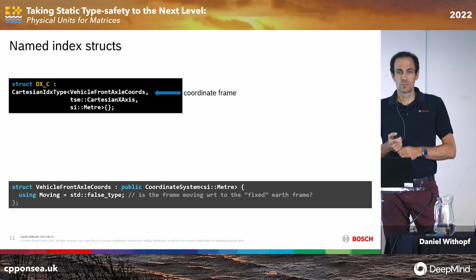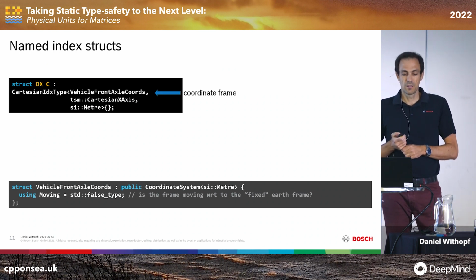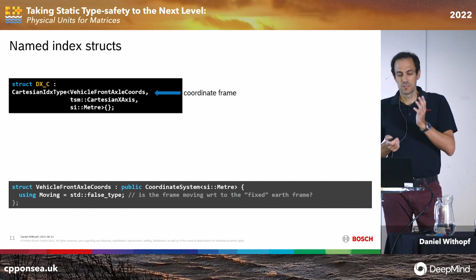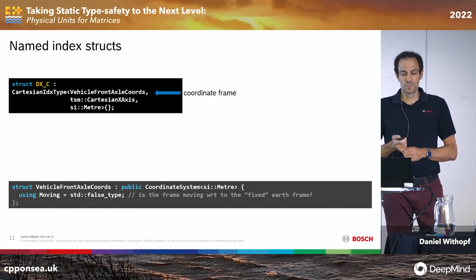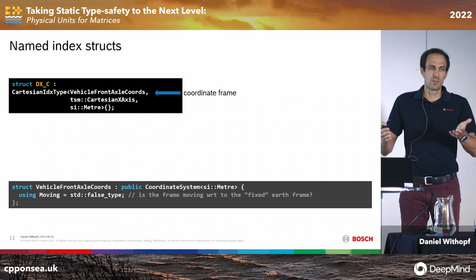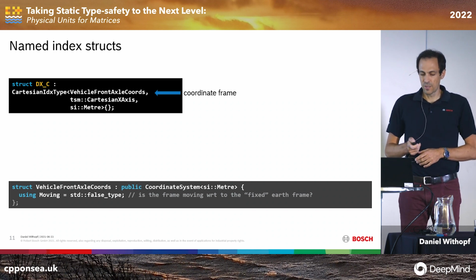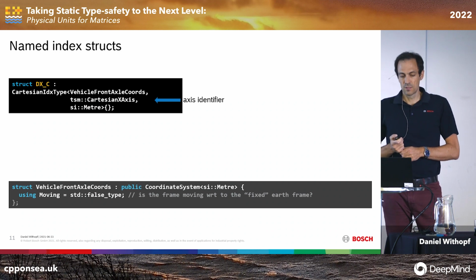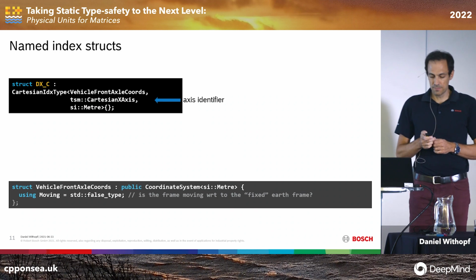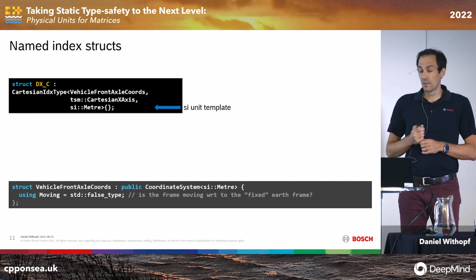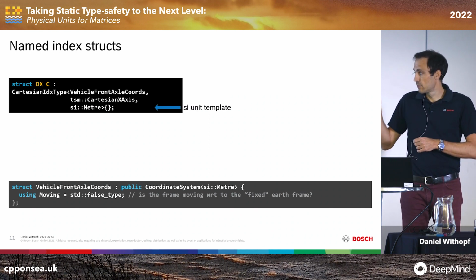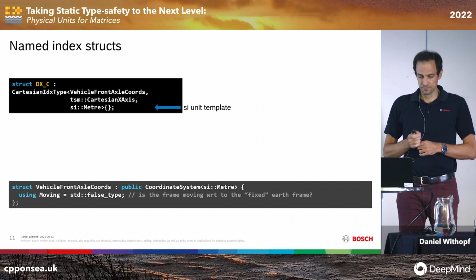Such a struct is created by deriving from a base class, Cartesian index type, and you specify as first argument the coordinate frame. So this is the vehicle front axle coordinates. So if you're in a car, it would be the ego frame. Second one, the second template argument specifies that this is the x-axis in that coordinate frame. And the last argument specifies the physical unit. This has a physical unit of meters.